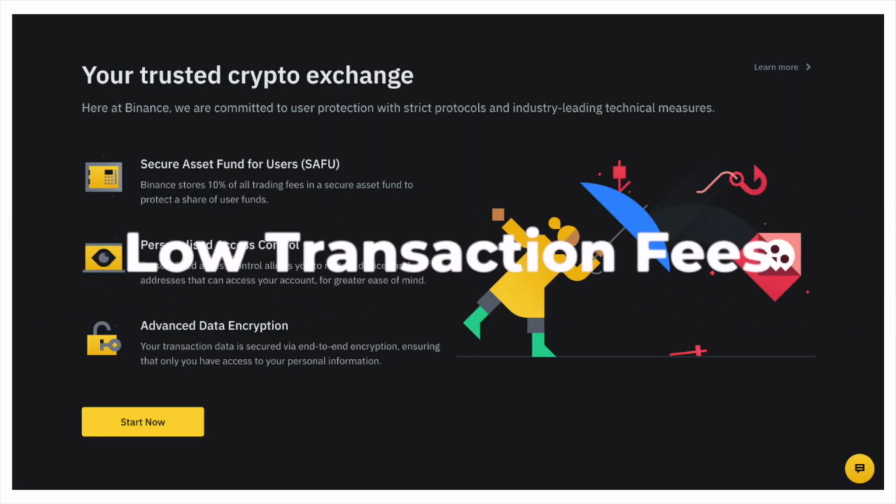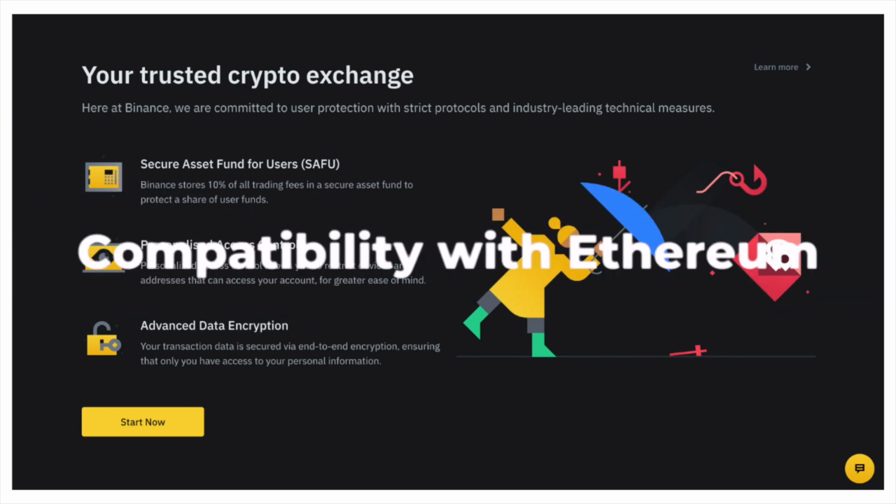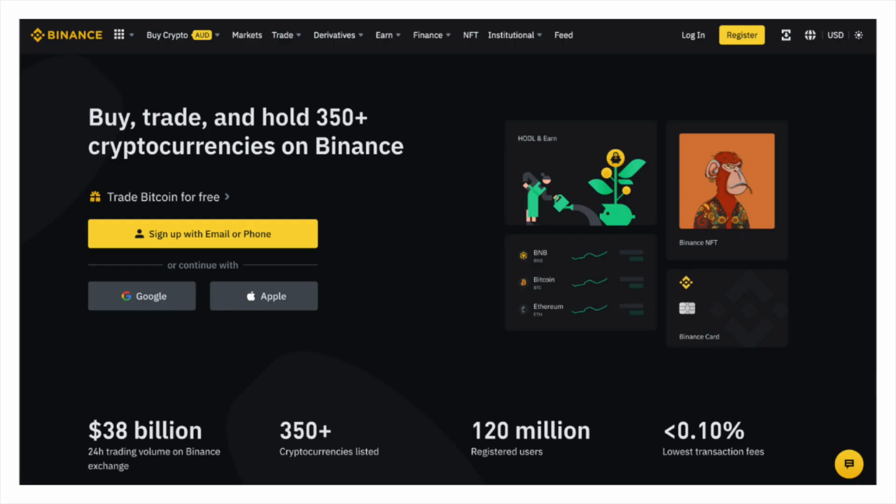Low transaction fees. Because Binance Smart Chain is designed to be a more efficient platform than Ethereum, it can also offer lower transaction fees for users. Compatibility with Ethereum. Binance Smart Chain is built as a parallel chain to Ethereum, which means that it can run smart contracts and dApps that are already built on Ethereum, making it easy for developers to migrate their projects to Binance Smart Chain.